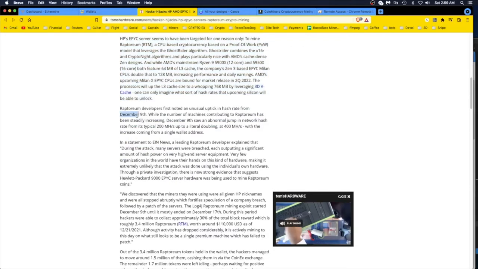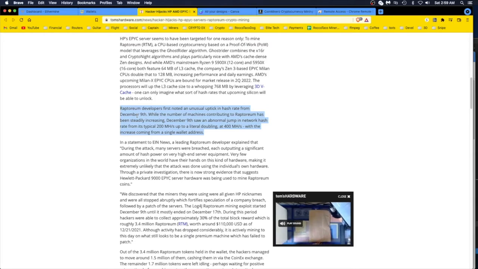So here goes the evidence, or the result, of such a hack. Raptoreum developers first noted an unusual uptick in hash rate from December 9th. While the number of machines contributing to Raptoreum has been steadily increasing, because everyone's getting into CPU mining, December 9th saw an abnormal jump in network hash rate from a typical 200 mega hash up to a literal doubling at 400 mega hash, with the increase coming from a single wallet address.